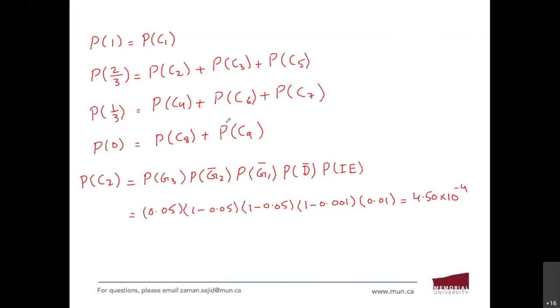Now with the same principle, you will calculate the rest of the probabilities. Similarly for C4, C5, C7, C8, C9 and C1. Once you find out these probabilities and you add them all, so I this time is ranging from 1 to 9, we have 9 consequences. That sum of the probabilities of your consequences should be equal to your probability of initiating event. This is what will verify your results.